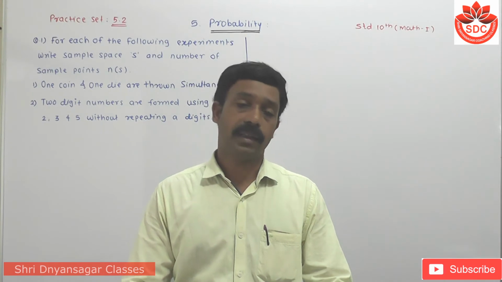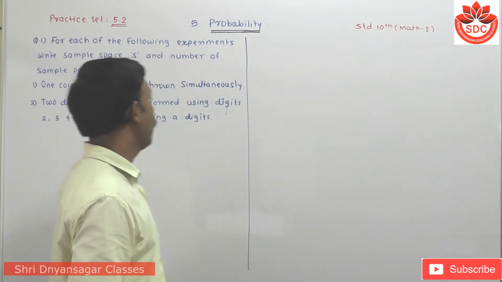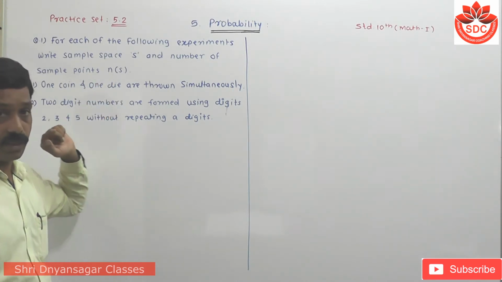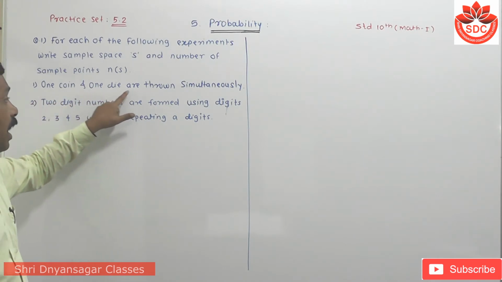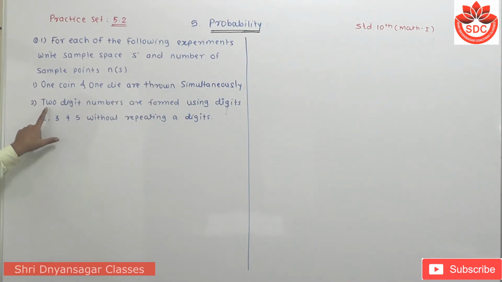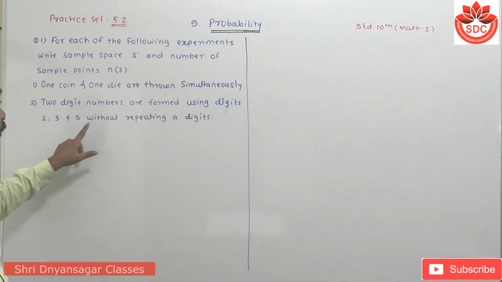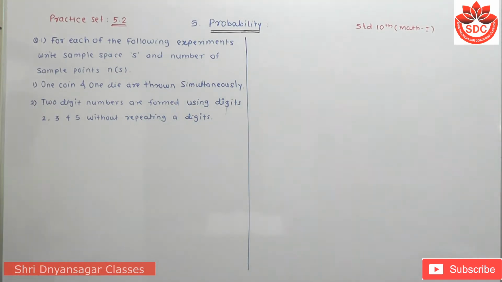Okay, we take practice set 5.2. The first question, look here, I will write this question. For each of the following experiments, write the sample space and the number of sample points n(S). First one is, one coin and one die are thrown simultaneously. Then the second one is, two-digit numbers are formed using the digits 2, 3, 5 without repeating the digits. Simple questions here. Look carefully at the solutions.